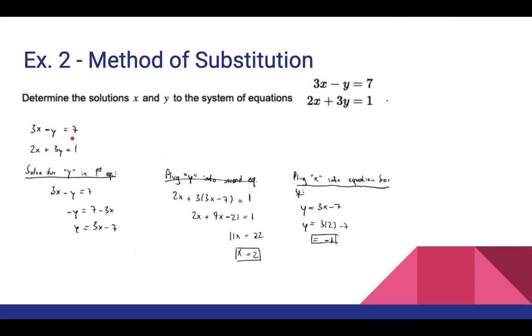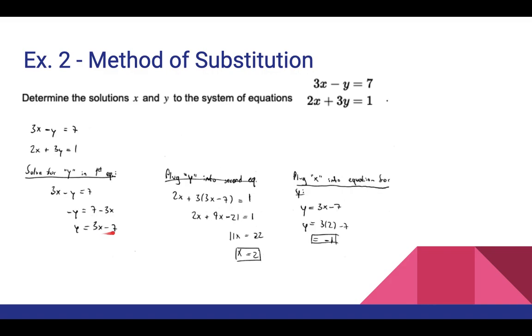So 3x minus y equals 7 and 2x plus 3y equals 1. First thing I'm going to do is choose one equation to solve for y. In this case, I'm going to choose the first equation. So we solve for y by subtracting 3x from both sides. So we get negative y equals 7 minus 3x, or y equals 3x minus 7 when we divide both sides by negative 1. That just causes a sign flip.